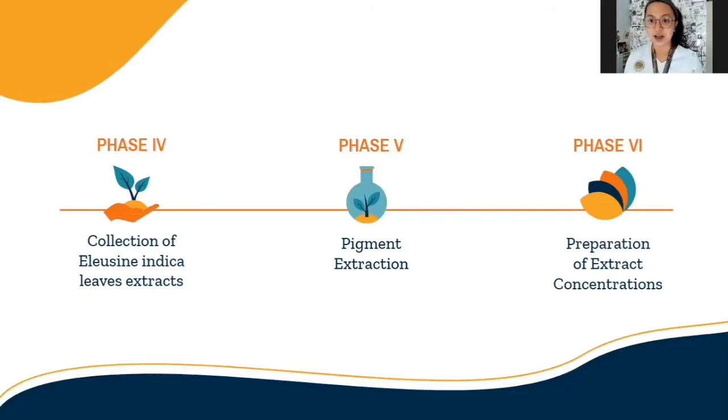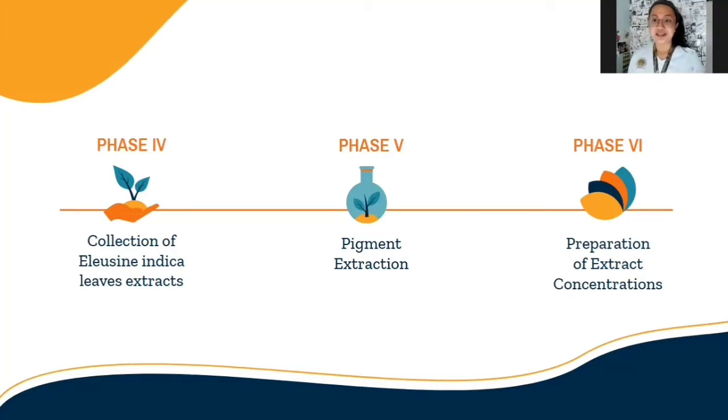After phase 3, we'll proceed with phase 4, which is the collection of Eleusine indica leaves extract, where we will be gathering goosegrass in certain areas of the province. After gathering, we will wash the grass thoroughly with water to cleanse the remaining soil or dirt. Then we will chop the gathered leaves in small pieces, approximately 20 millimeters in size. After that, we will prepare the materials needed for the decoction of the chopped goosegrass to get the extract.